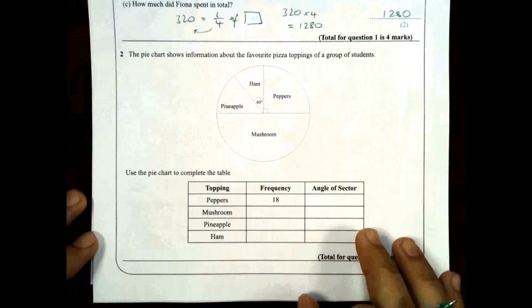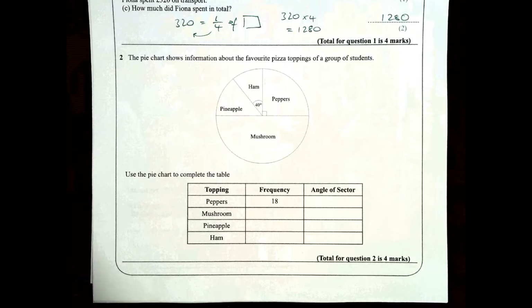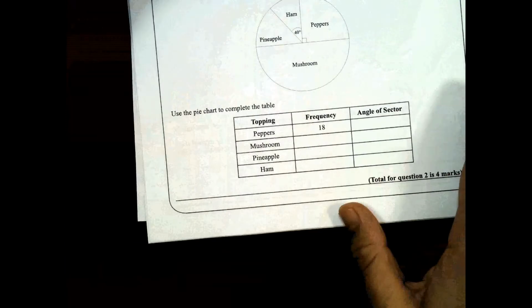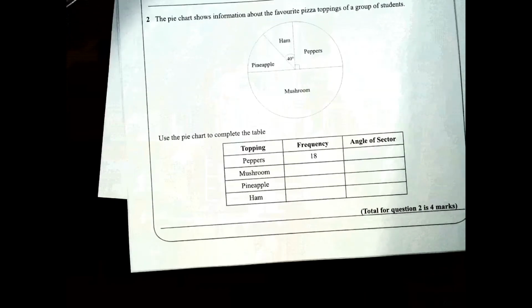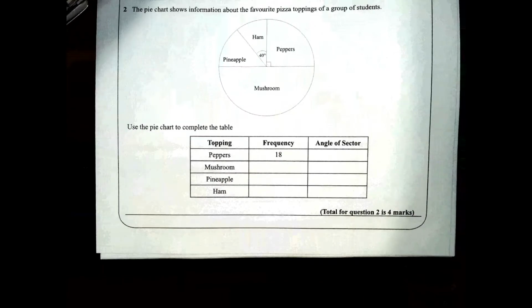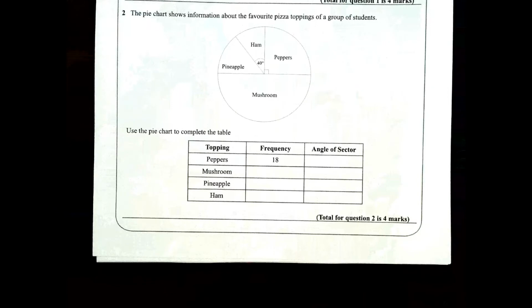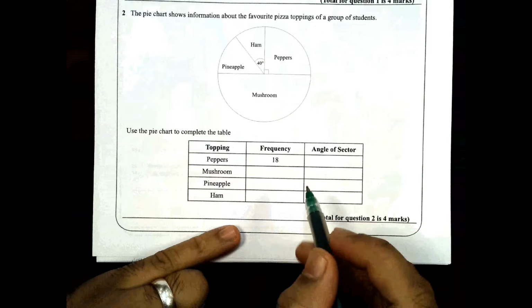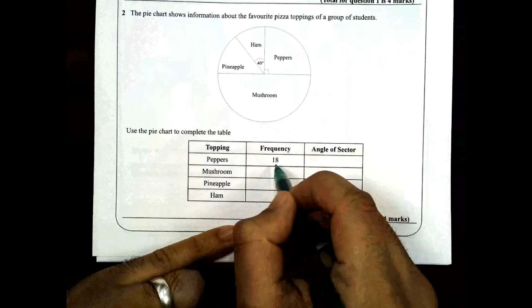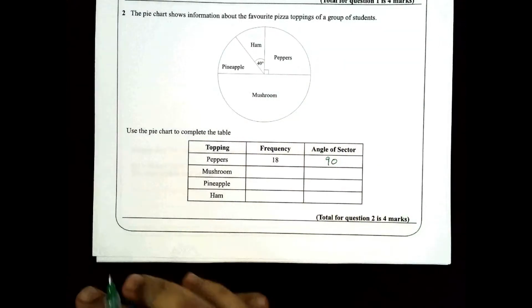I'm going to, we'll look at question 2 as well. This is a good question to look at before we start drawing the pie charts themselves. So for question 2, what it says is the pie chart shows information about the favorite pizza toppings of a group of students. Okay, so use the pie chart to complete the table. Now, what you need to be aware of is, because they've given you peppers and they've told you that it's 90 degrees, with that one bit of information you can work out everything else.